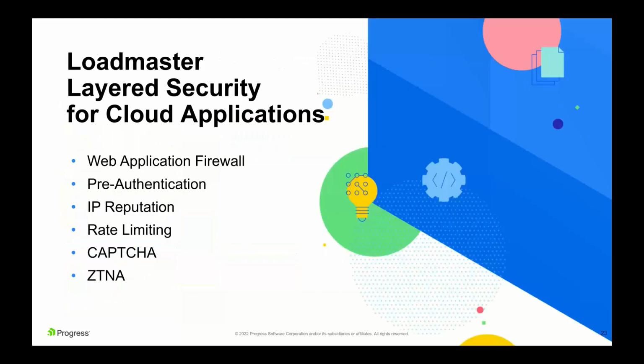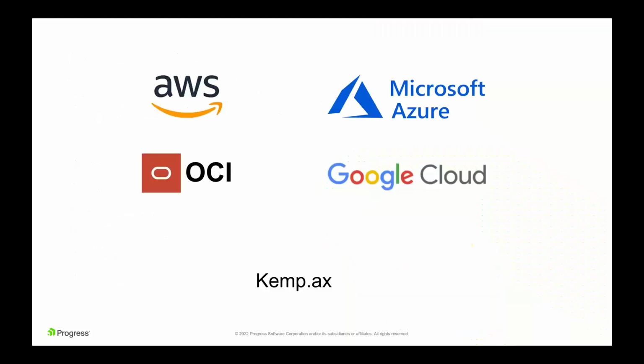So in summary, I can say that LoadMaster helps you add security to your cloud infrastructure by providing a feature set of web application firewall, pre-authentication, IP reputation database, rate limiting, CAPTCHA solution, and ZTNA built into it. The solution is available across all platforms, including AWS, Microsoft Azure, OCI, and Google Cloud. That's it from my side.